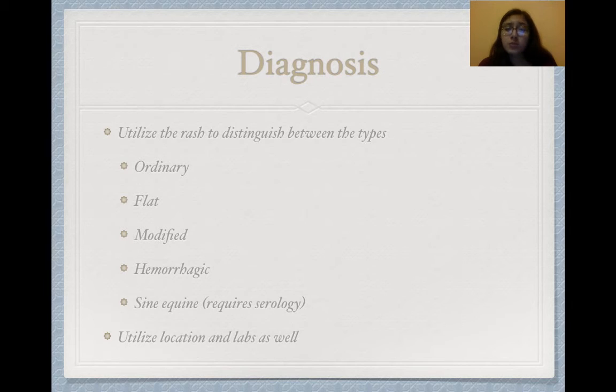Modified smallpox was much more accelerated than normal smallpox, so the rash would appear quicker and it would be over in less time. And it was also a milder form of it, not as fatal. Hemorrhagic smallpox, which you can tell from the name, is probably the worst type of smallpox. There would be bleeding from the pustules, and this affected mostly adults and pregnant women for whatever reason, and it was pretty much always fatal.